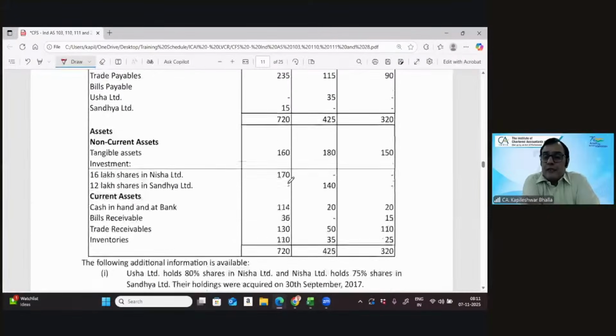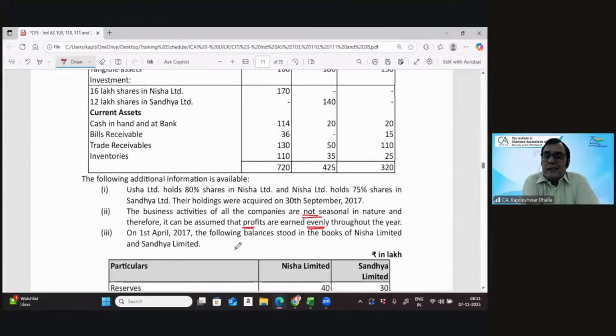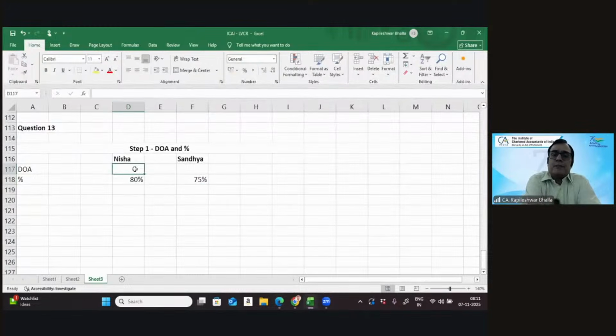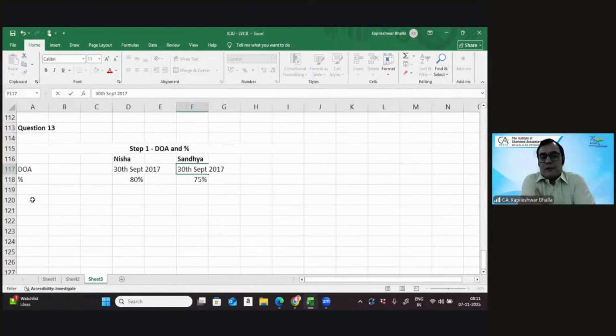And for the date of acquisition, we are clearly given in point number 1. The percentage was also very clearly given in point number 1, and I computed that as well. So shares are all acquired on 30th September 2017. Both are 30th September 2017. So that's not a big deal. Getting the acquisition date and the percentage is a simple affair.